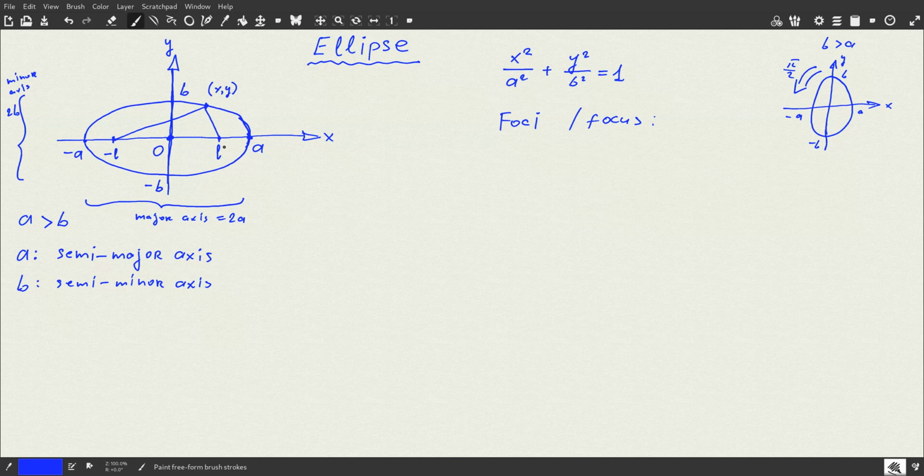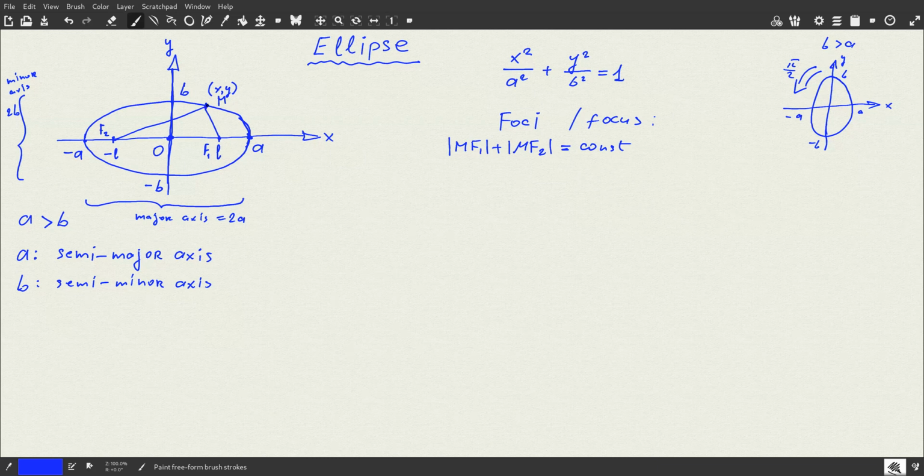Then the sum of these distances. Let me denote this focus by f1, and this one, for example, by f2. And this is the current point, let's say just current point M. Then the sum of the distances MF1 plus MF2 is constant. It doesn't depend on M.